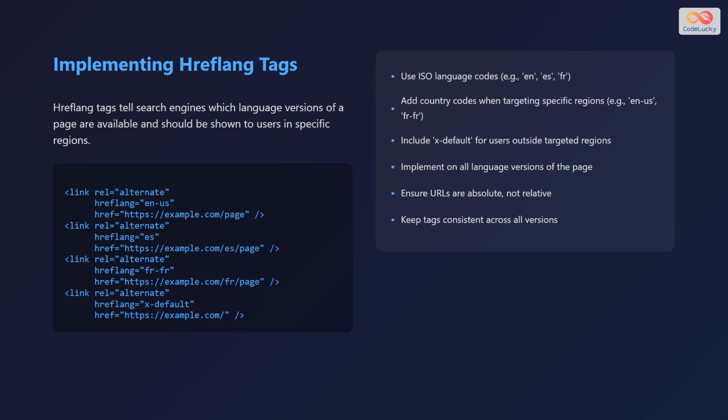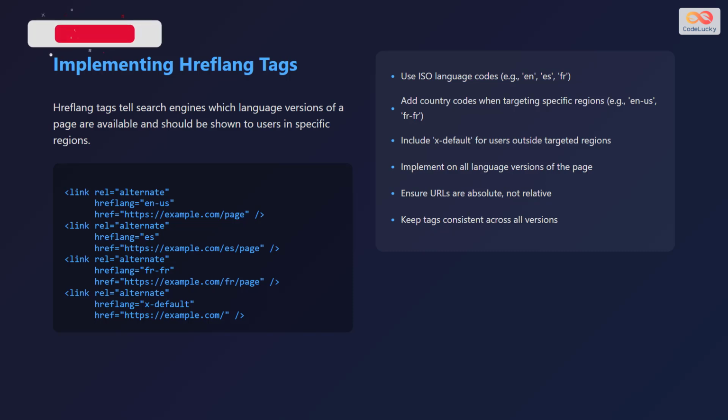Hreflang tags are essential for telling search engines which language versions of a page are available, and which version should be shown to users in specific regions. It helps search engines understand the relationship between different language versions of your content.